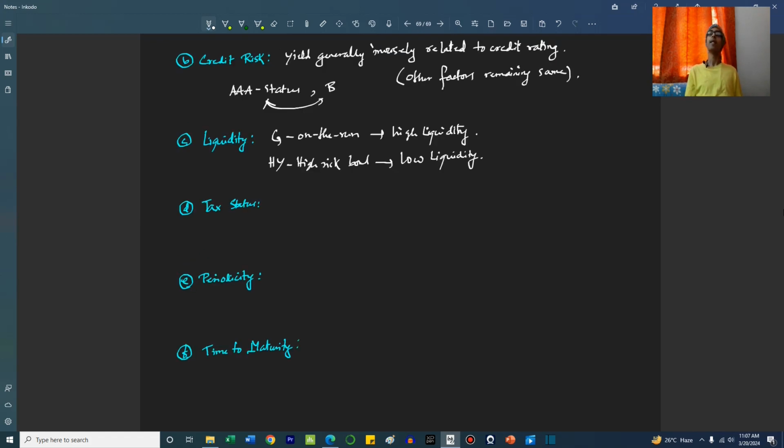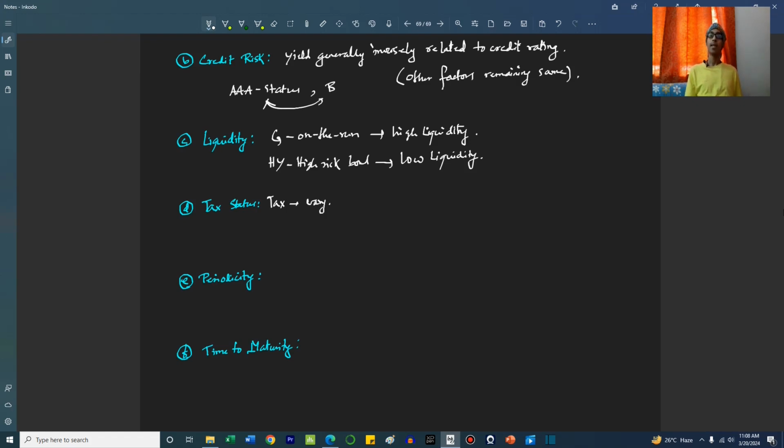Taxation can vary depending on the issuer of the bond, right? A government bond may be taxed in one way, a corporate bond may be taxed in another way. Even corporate bonds which vary in terms of industries can be taxed in different ways. So that is also a reason for the differences in yields of different bonds only in terms of tax status, even if other factors remain identical.